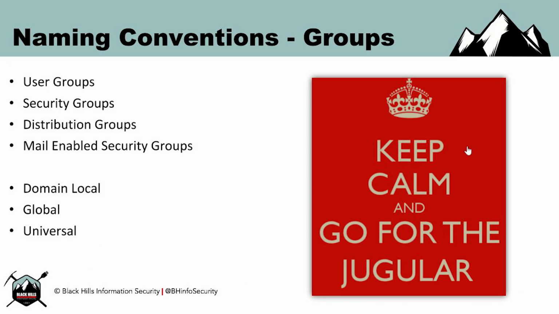Still on naming conventions, we're going to talk about groups now. So you've got user groups, security groups, distribution groups, mail-enabled security groups. And then this weird quasi thing that Microsoft has on domains called domain local groups, global groups, and universal groups. I think the majority of people understand the top four pretty easily, right? They know what those are for. User groups hold users. Security groups are used for security, and distribution groups are used for email.